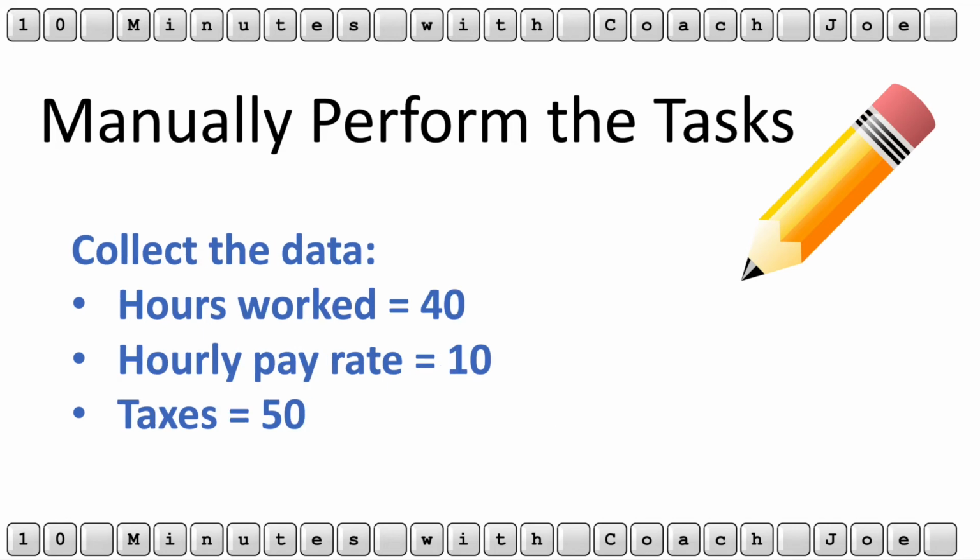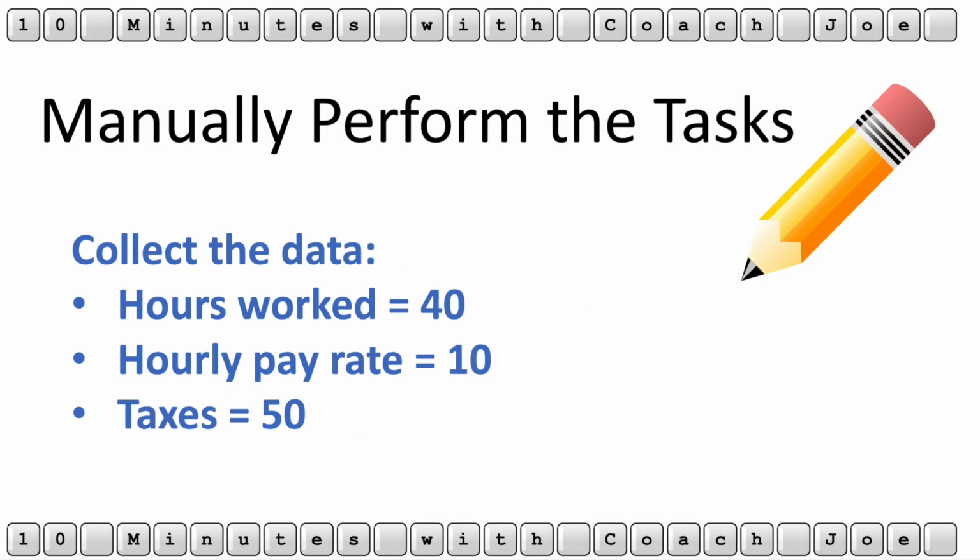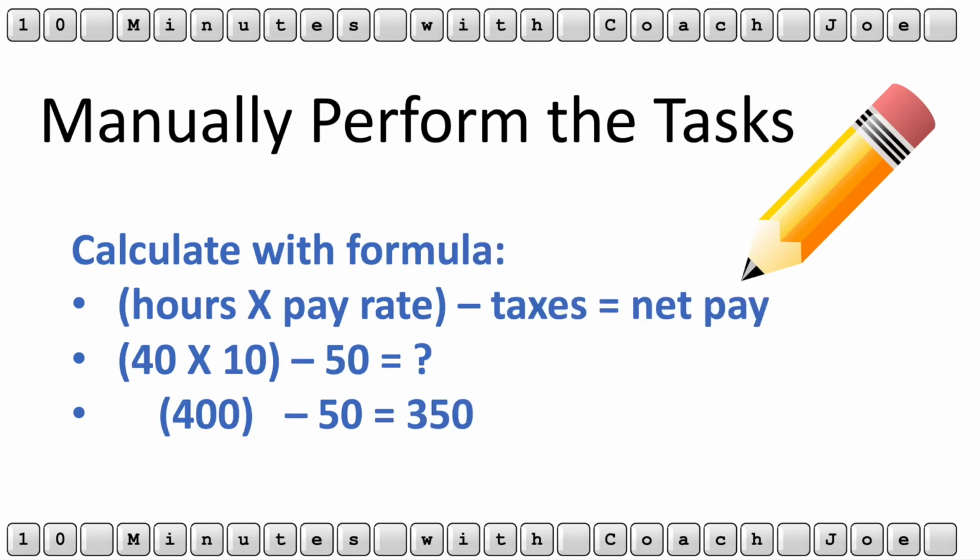Let's use this sample data for the calculation. Using the simple formula, we can easily perform the calculation and come up with 350 as the answer. You just created a set of instructions for manually completing the net payroll calculation: collect the data, perform the calculation. As I stated before, a program is nothing more than a sequence of instructions executed in order.